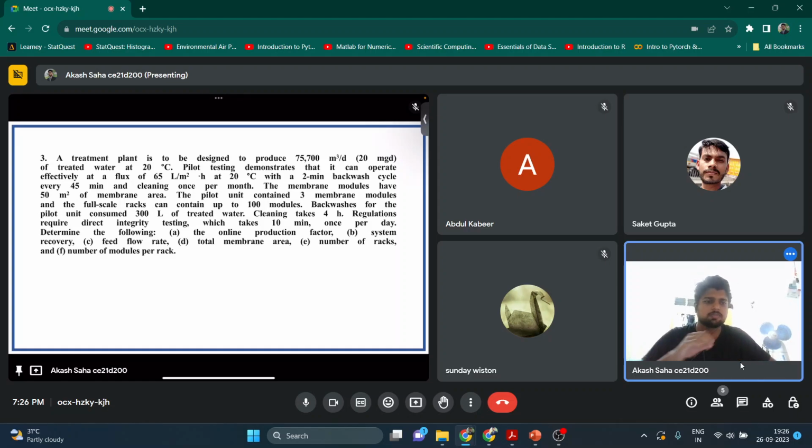So we have seen 4, 5 things here. One, there is normal operation for 45 minutes. For every 45 minutes of normal operation, there is a 2 minute backwash. That is the backwash. The other thing is the cleaning, which has to be done once per month and takes 4 hours. This is the second thing. Also, there is a regular integrity test, which takes 10 minutes and is done once per day. So apart from normal membrane operation, three other things are also given.